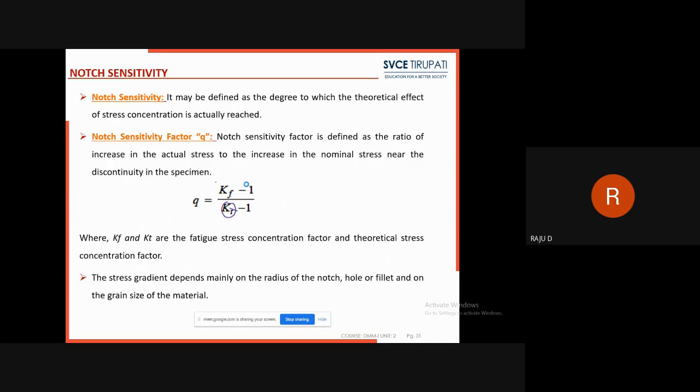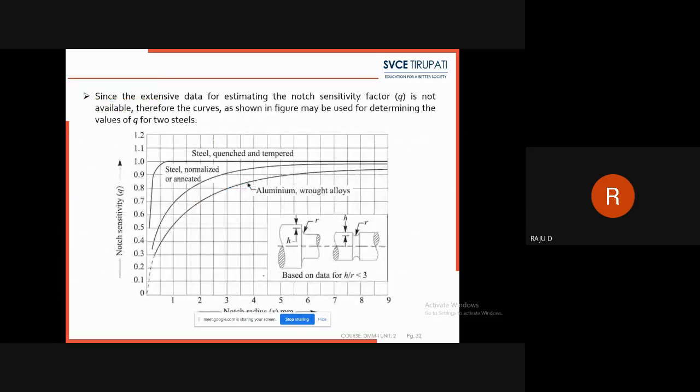Next, see this notch radius r. From this graph, sometimes you have to calculate the q value. In this graph they will give the specimen like this. It is a stepped bar. In this stepped bar, we provide one fillet. They will give the fillet radius, and the height of the fillet. Based on these two values, we first calculate the radius value. Based on the radius value and type of material, we take the q value.